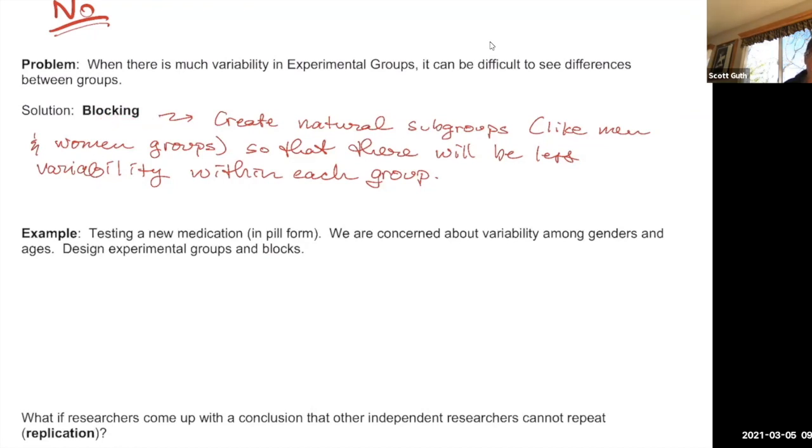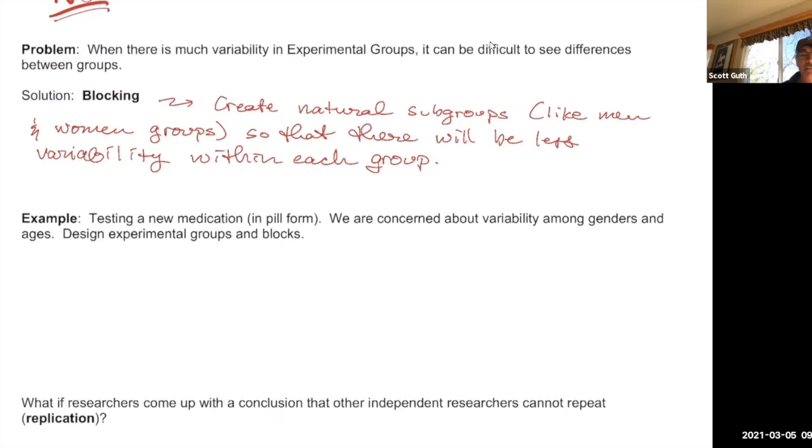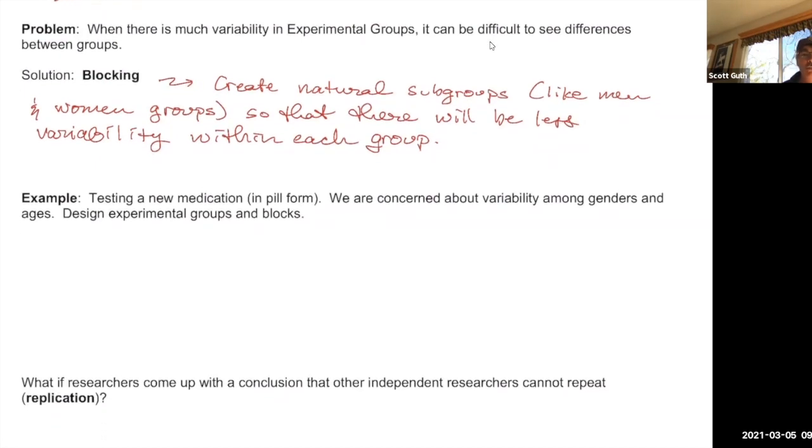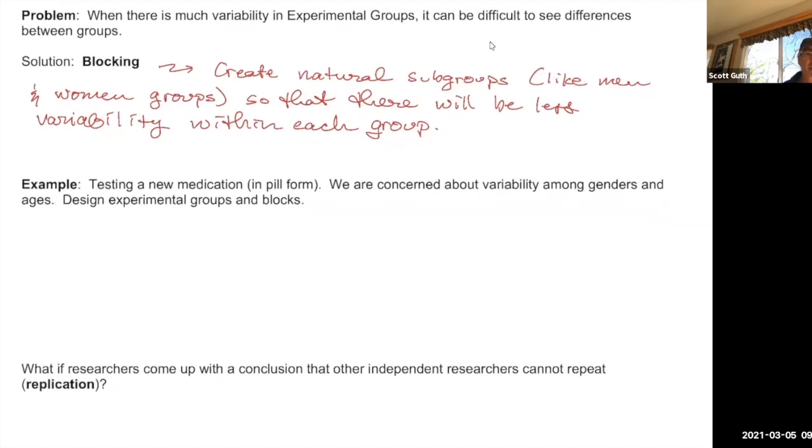Blocking is where you create natural subgroups where people with similar characteristics are put together. That causes less variability within each group. And again, less variability just means less error. So blocking is a really important tool that can minimize error and make it easier to see differences between control groups and treatment groups. Any questions about that?